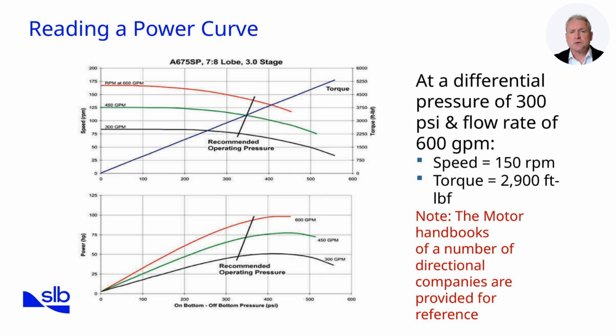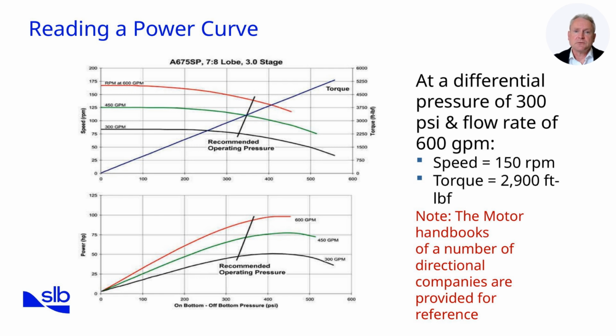To measure the torque, we draw a line up from the differential pressure, and where it intersects the torque line, draw a horizontal line to the right scale, which reads 2,900 foot-pounds. To calculate the horsepower output, go to the bottom graph. Draw a line vertically from your differential pressure reading to meet your interpolated flow rate curve. In this case, it's the red curve, and draw a horizontal line to the left-hand scale. This reads approximately 92 horsepower.